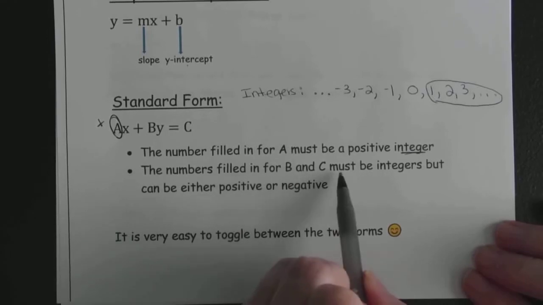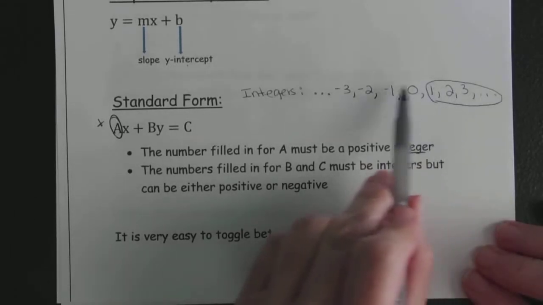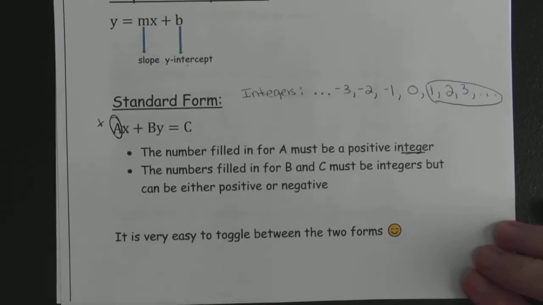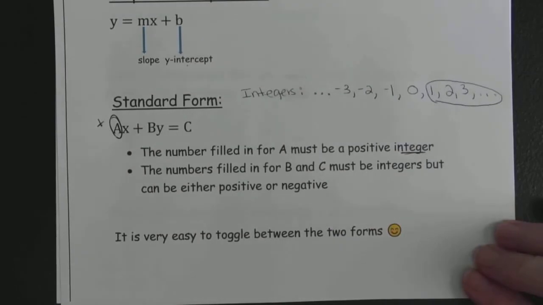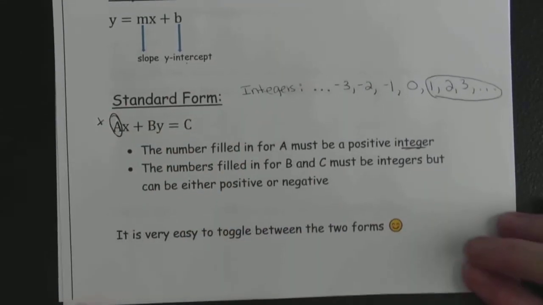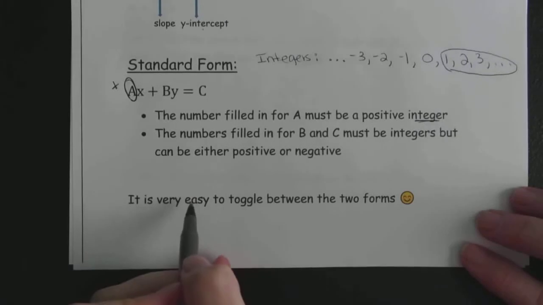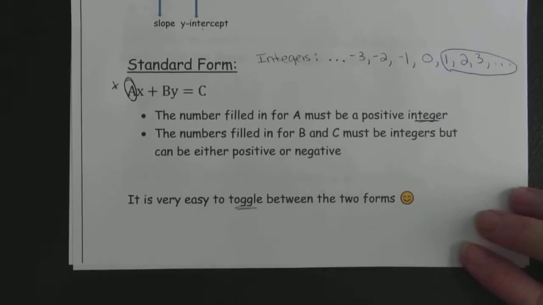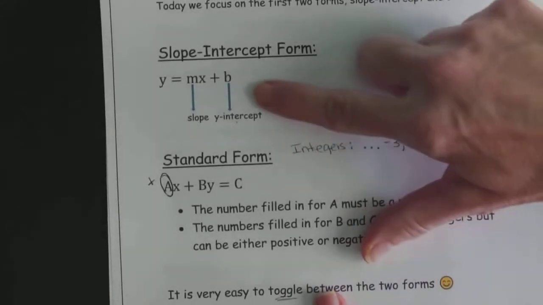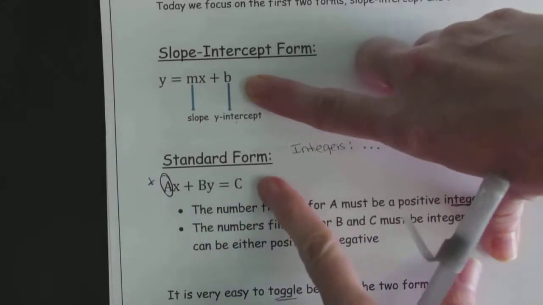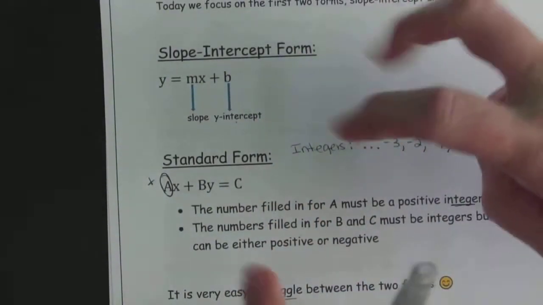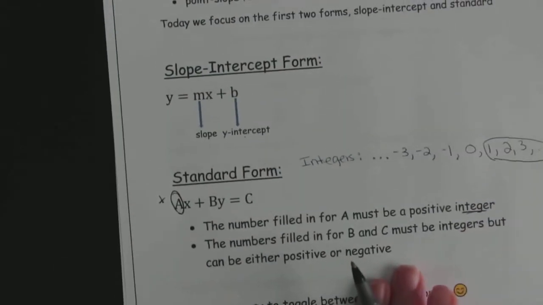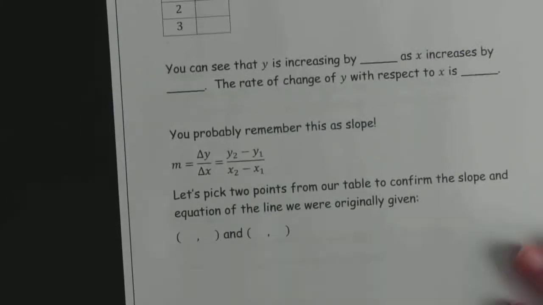Now the second bullet says the numbers filled in for b and c must also be integers. So we're still looking here, but they can be either positive or negative. So now you can run the whole gamut here, and we'll talk more about that when we do examples. And finally, it is very easy to toggle between the two forms, to go back and forth. Today we'll be going back and forth between slope-intercept form and standard form. They will represent the same equation, just in a different outfit. Okay, great, let's flip the page.